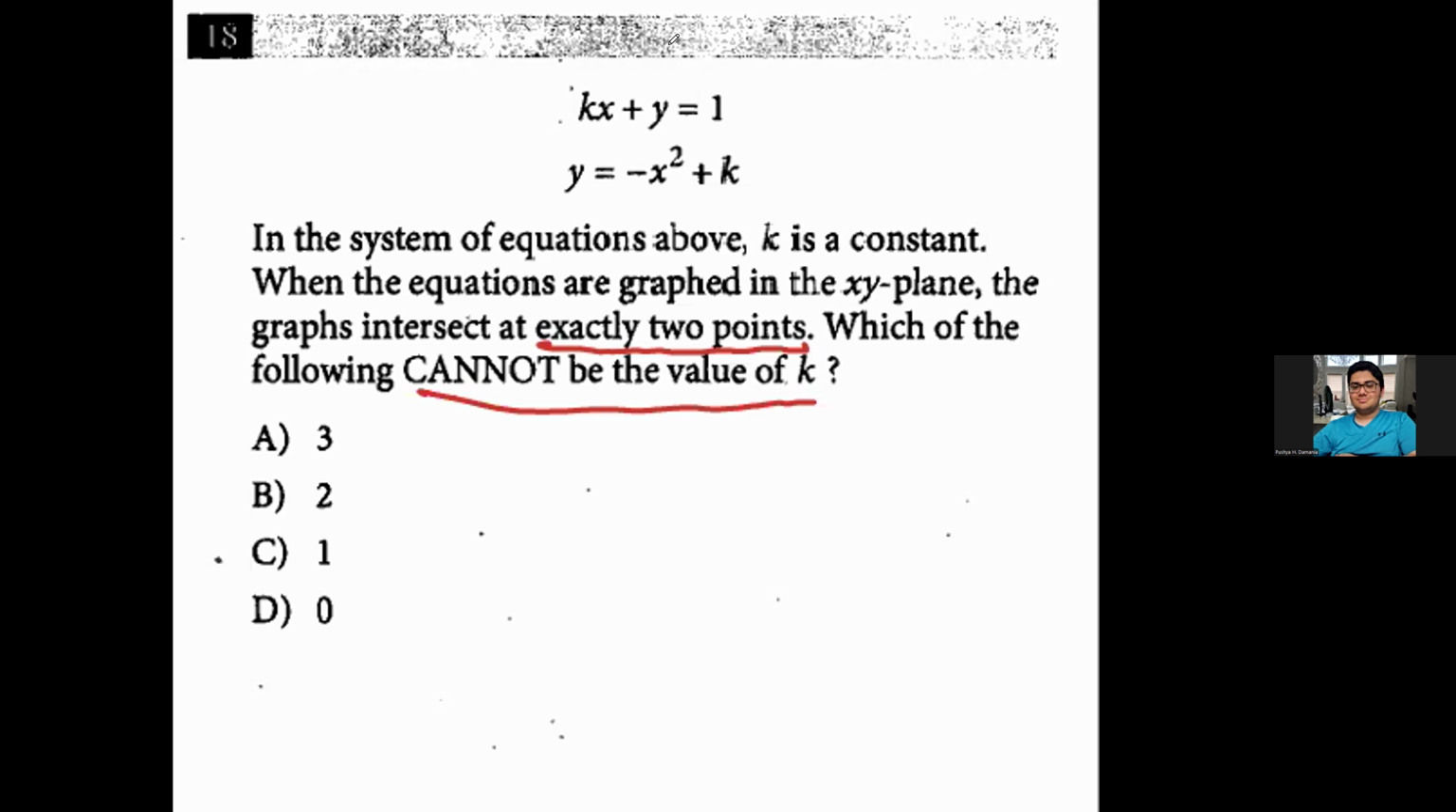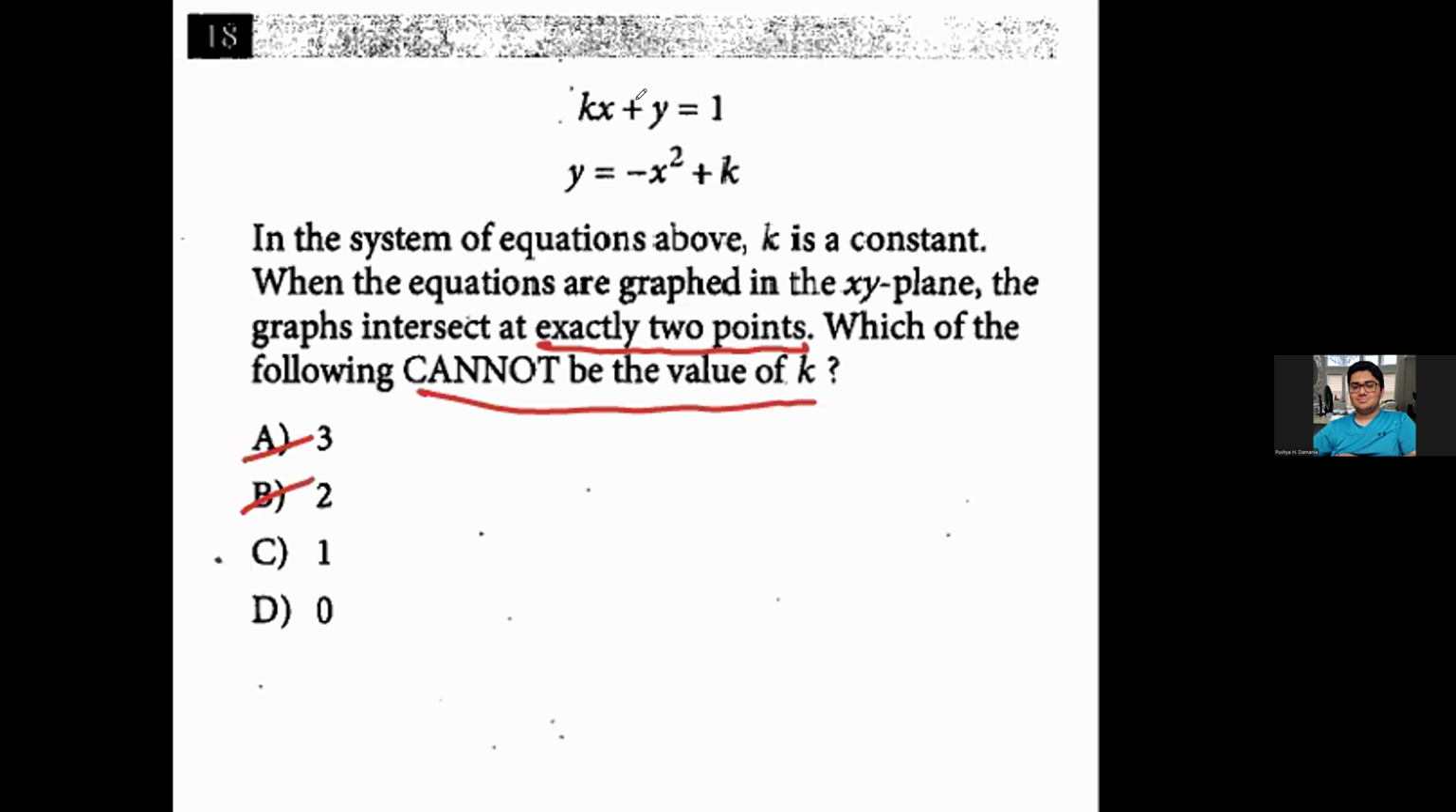So 3x plus y equals 1, y equals negative x squared plus 3. That one could work, so it's not A. And then 2x plus y equals 1, y equals negative x squared plus 2. That could also work. Basically, what I'm looking for is that either there's only one intersection point, so that would mean negative x squared would have to equal 0, because when you have x squared, it could be negative 1 squared or 1 squared. But if it's 0, then you can't have two solutions.